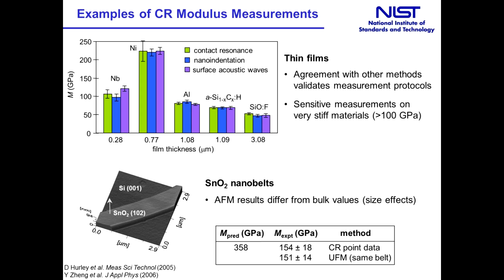The table on the bottom shows modulus values for a tin oxide nanobelt. Here we place the AFM tip on top of the nanobelt and directly measured the modulus. The contact resonance value, 154 gigapascals, was much lower than that predicted by the bulk elastic constants, 358 gigapascals. However, it was very close to that obtained by another AFM method on the same nanobelt, 151 gigapascals. Therefore, we believe that the discrepancy is indicative of size effects. This example shows how contact resonance methods allow us to measure nanomaterials that simply can't be accessed with other modulus measurement techniques.